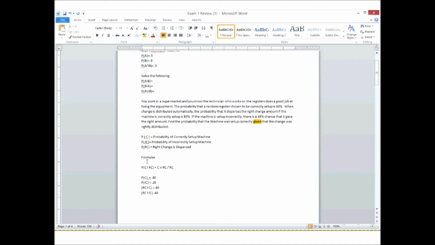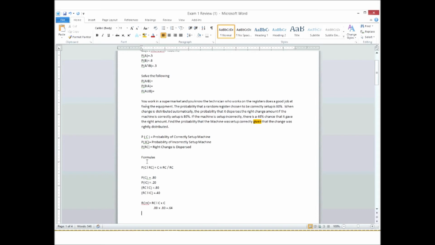You need to find out what information you can find with this. Well, pause the video again and try and see what you can figure out. Okay, so what they gave you lets you find the probability of RC and C, because RC given C multiplied by C will give you that answer. Well, we have those numbers. RC given C, from the information, is 0.80, multiplied by correct, which is 0.80. That should give you 0.64.